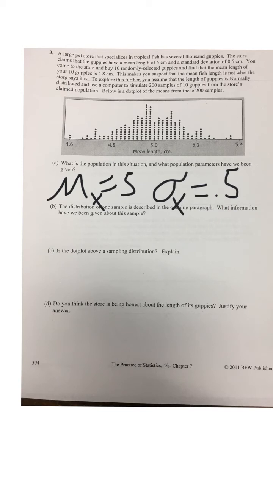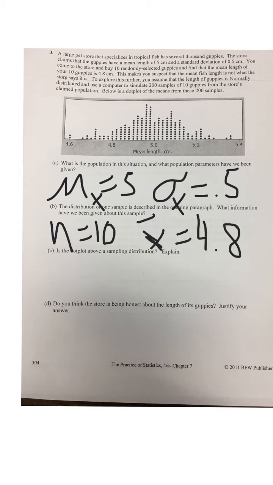Now, letter B says, the distribution of one sample is described in the opening paragraph. What information have we been given about this sample? Well, all we really know is that there were 10 fish in the sample, and that the average length, that's going to be x bar, if I can write it, is equal to 4.8. So that was the average of all the fish in that 10 fish group.